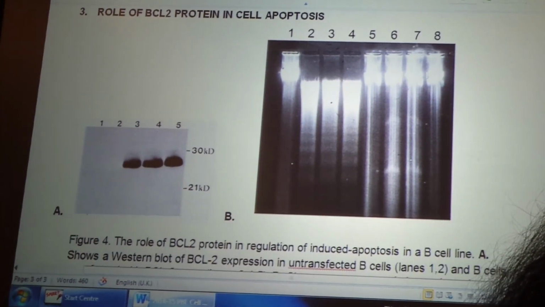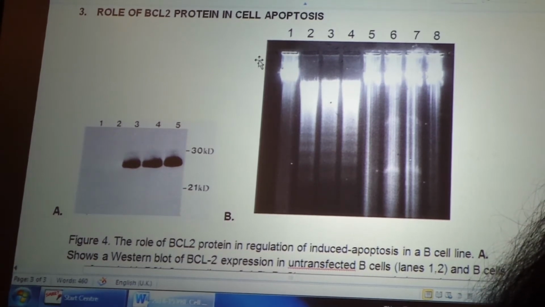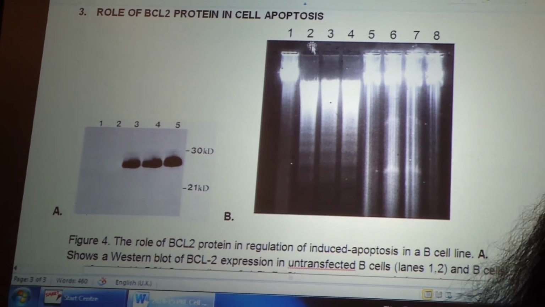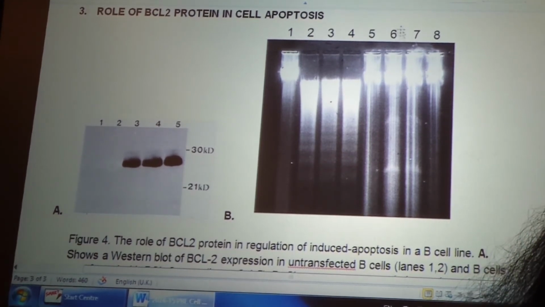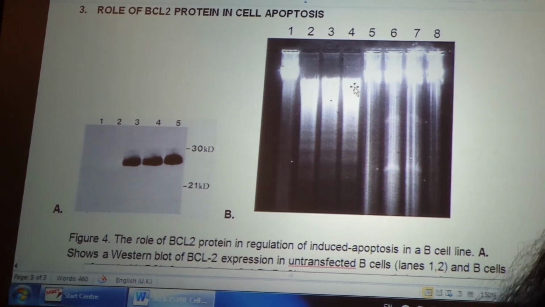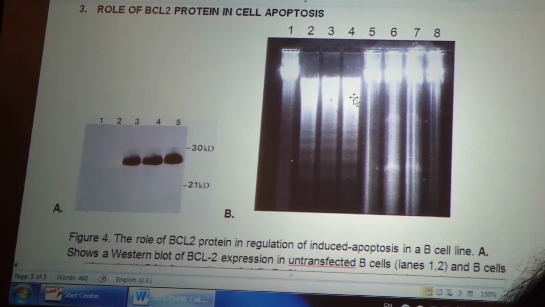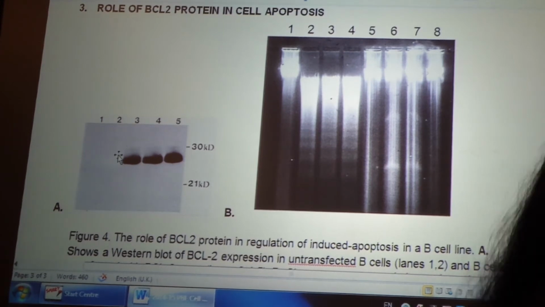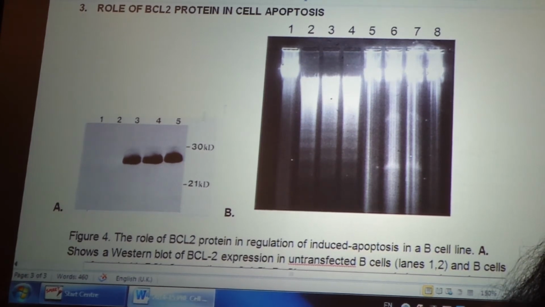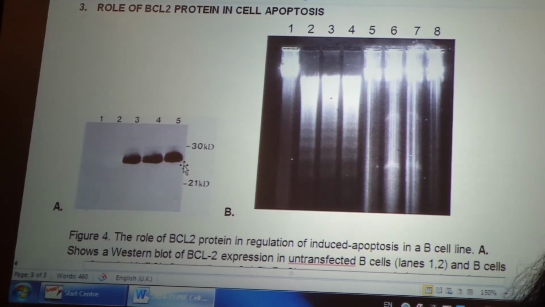So this gel shows, let me just explain in words what it shows. In lane 1, the cells are untreated. In lanes 2, 3, 4, 5, 6, 7 and 8, they've been treated with an agent that induces apoptosis. In lanes 2, 3 and 4, the level of BCL2 in the cells is very small, like in lanes 1 and 2 here. In lanes 5, 6, 7 and 8, the level of BCL2 is like in 3, 4 and 5 here. So it's very high levels of BCL2 protein.